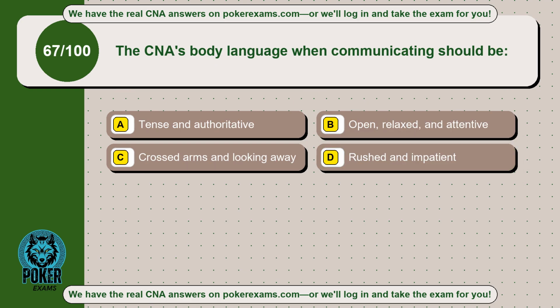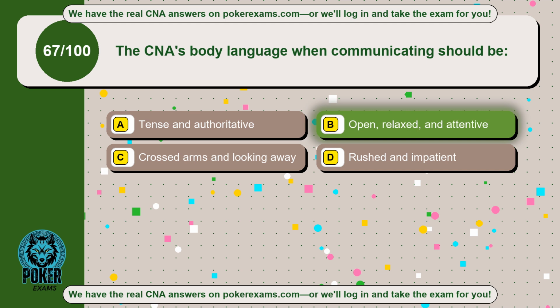Question 67. The CNA's body language when communicating should be: Option A, tense and authoritative. Option B, open, relaxed, and attentive. Option C, crossed arms and looking away. Option D, rushed and impatient.